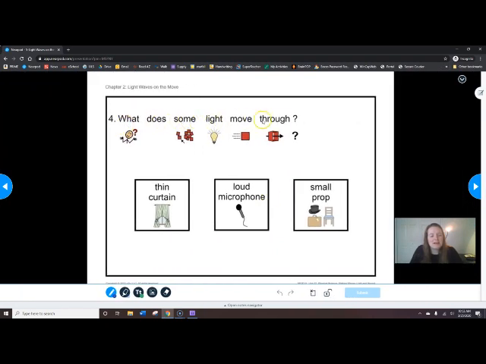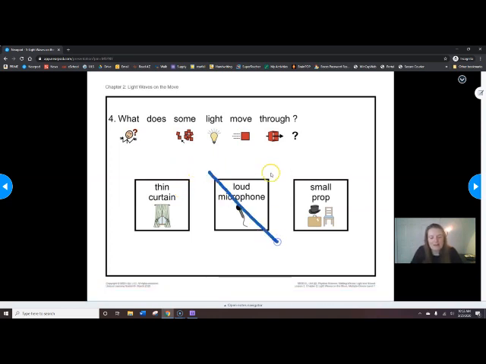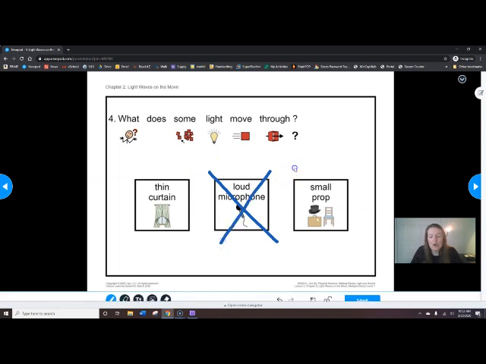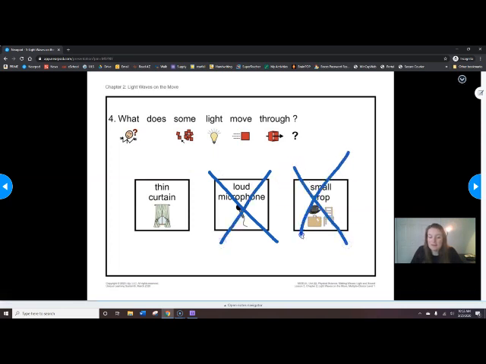What does some light move through? So, they had a thin curtain, a loud microphone is another choice, or a small prop. Only one of them is something that we read about today. They had 2 curtains that the students were standing behind. One was thick and the other was thin. We did not read about loud microphones today or small props.